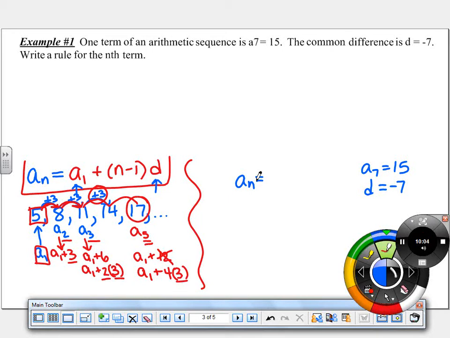So I know that I want the first term and the difference, and they gave me the difference. So I have the d to plug in to the formula. What I'm missing is that they gave me the 7th term instead of the first term. I would really have liked the first term if I wanted to make the problem really simple, right? Any ideas on how we can get what we need? Yes?